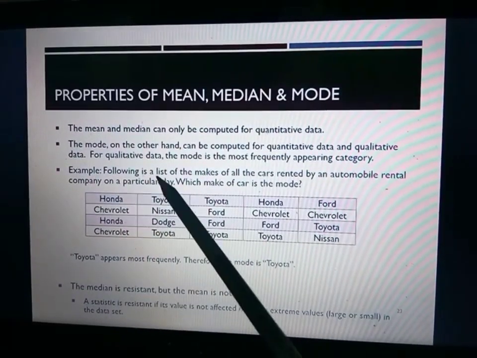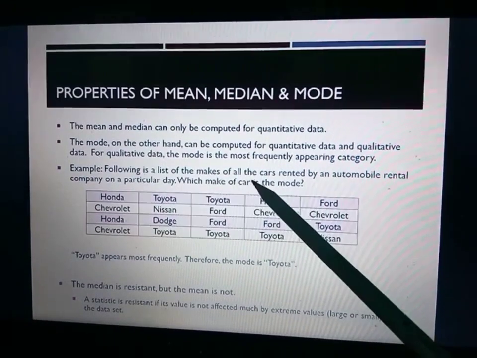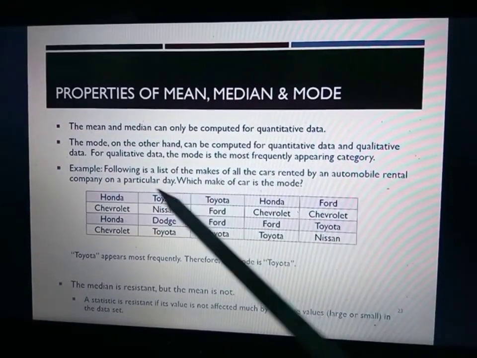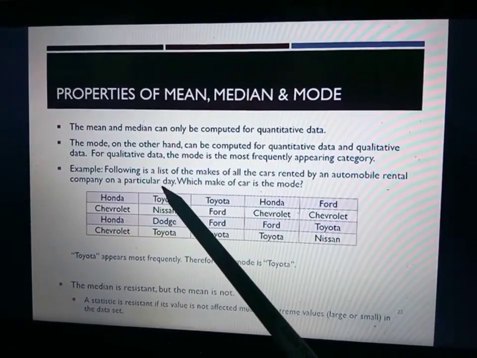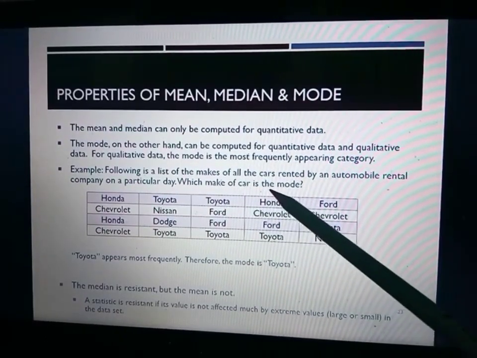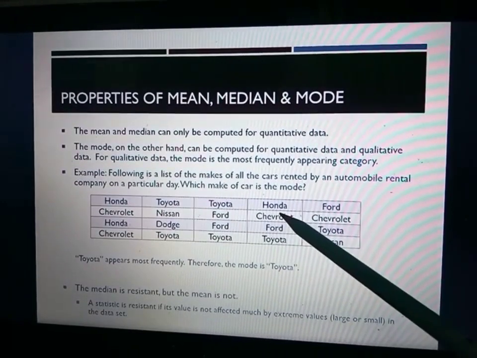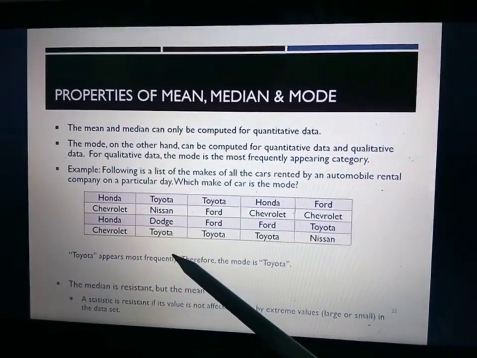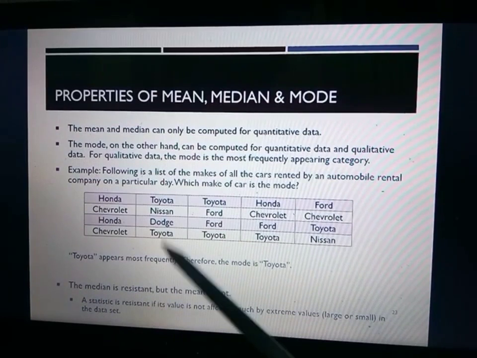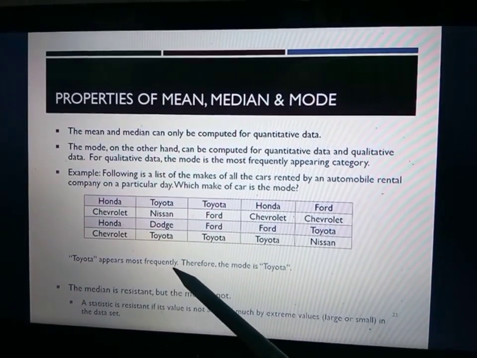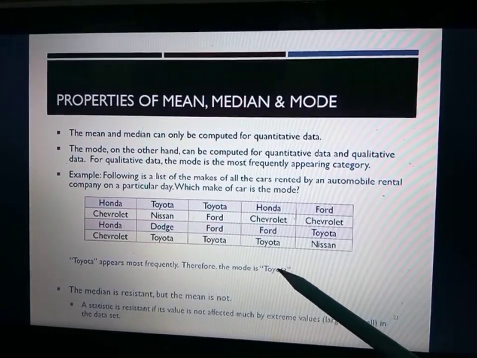Okay, example: the following is a list of the makes of all the cars rented by an automobile rental company on a particular day. Which make of car is the mode? So kalau tengok yang mana model kereta yang appear paling banyak sekali, that will be the mode of the data. So dalam case ni Toyota appear most frequent. So therefore the mode is Toyota.